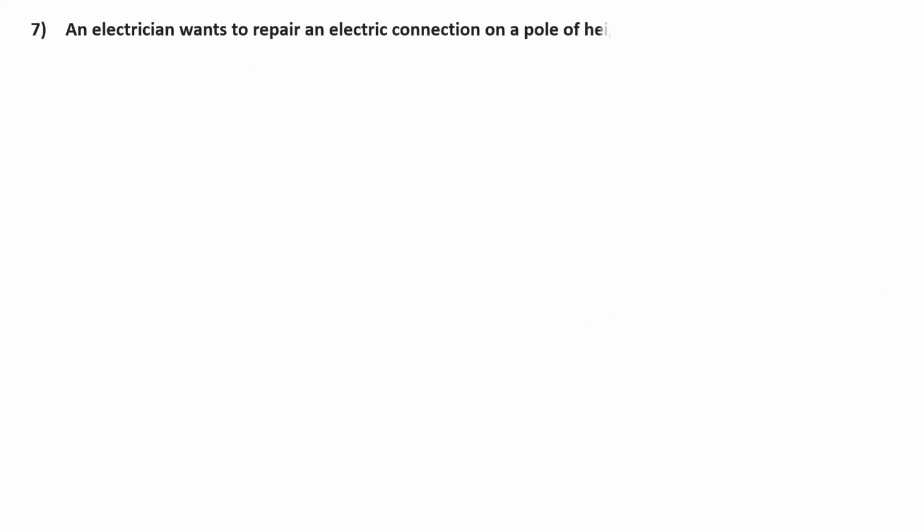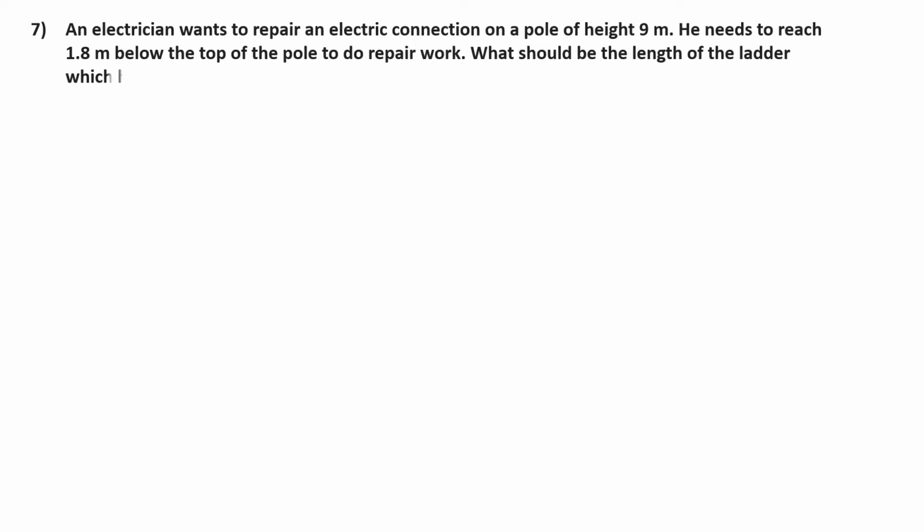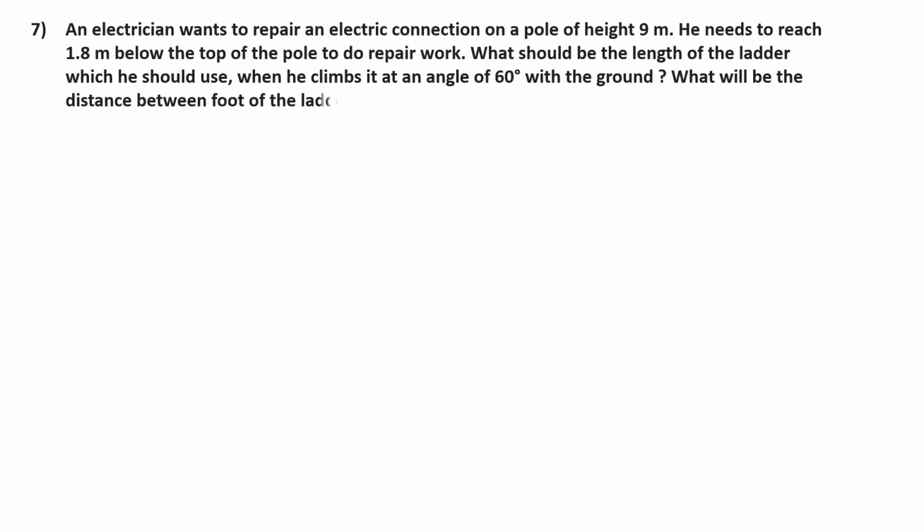An electrician wants to repair an electric connection on a pole of height 9 meters. He needs to reach 1.8 meters below the top of the pole to do the repair work. What should be the length of the ladder which he uses? This is the first thing that we need to find, the length of the ladder. Next, when he climbs at an angle of 60 degrees with the ground, what will be the distance between the foot of the ladder and the foot of the pole? These are the two things that we need to find in this question.